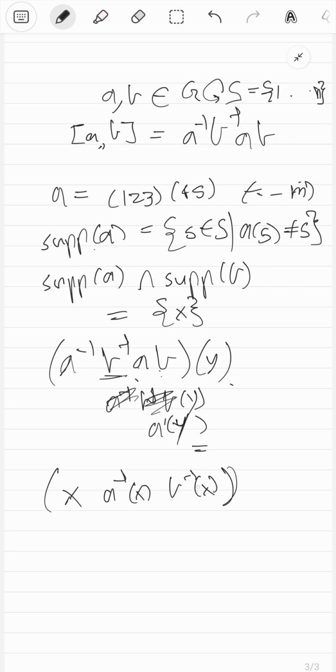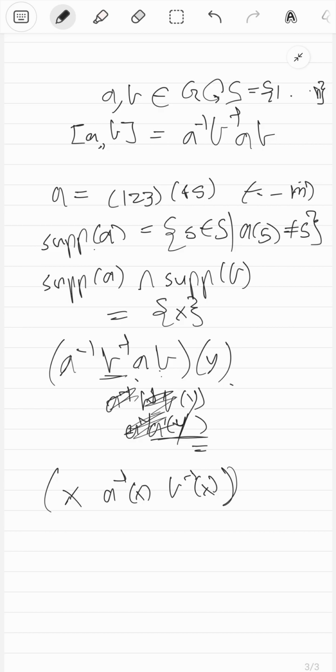And so then this b inverse doesn't really do anything to it, and you just get a of y, and then a inverse of that cancels this, you just get y. So in both the interesting cases, where y is in the support of a, or in the support of b, you just get y out of it.